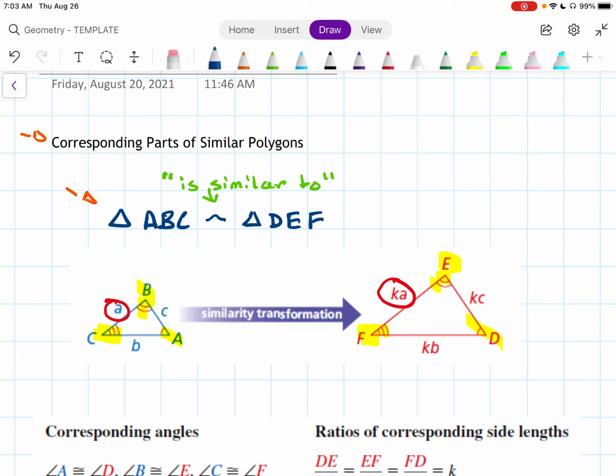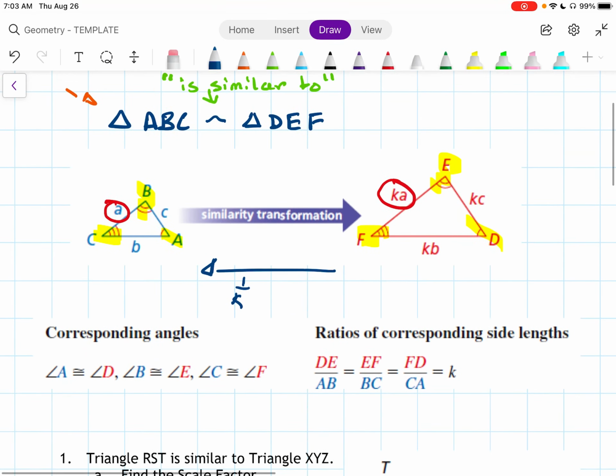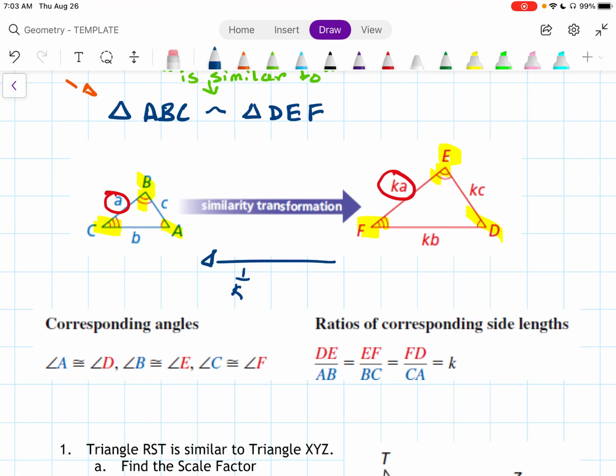If you're going from the big one to the small one, then we would say the scale factor would be like 1 over k, right? Because you would be dividing by k to get the smaller one, okay? So you can think about it either way. Corresponding angles. I think I already talked about that. Each of the angles has a partner and they are congruent.